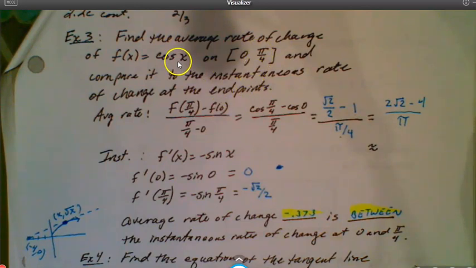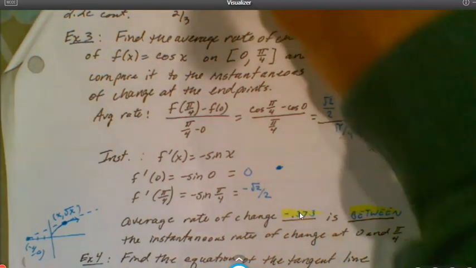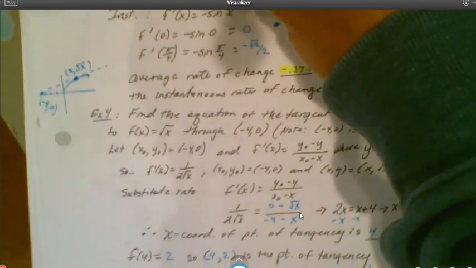If we take the derivative of cosine of x, we get negative sine of x. As I plug in 0, just like we suspected, I do get a slope of 0. As I plug in pi over 4, I get this. And if you put this into a calculator to get a decimal, you can see that our average rate of change is between the instantaneous rates of change at those points. This would be the slope of the secant line between those 2 points, which would be this one.